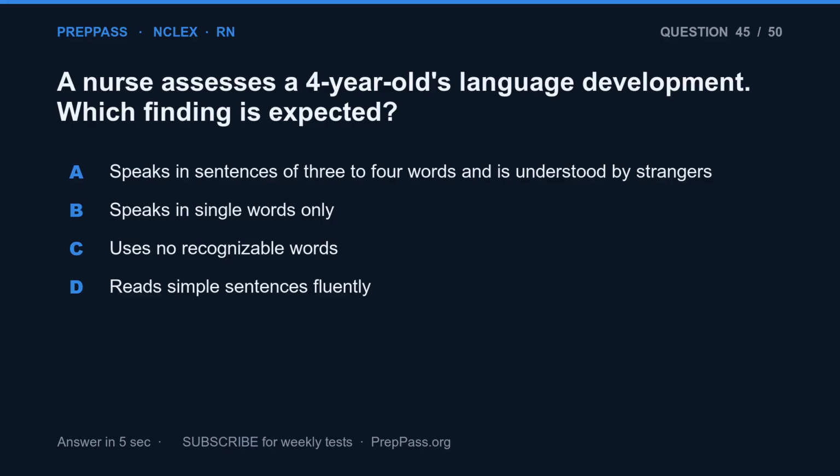Question 45. A nurse assesses a 4-year-old's language development. Which finding is expected? A. Speaks in sentences of 3 to 4 words and is understood by strangers. B. Speaks in single words only. C. Uses no recognizable words. D. Reads simple sentences fluently.